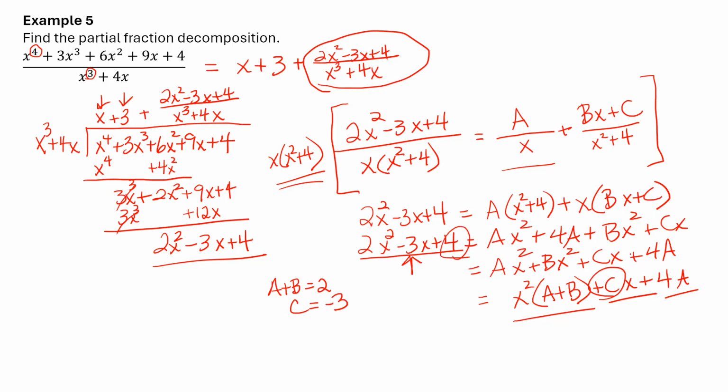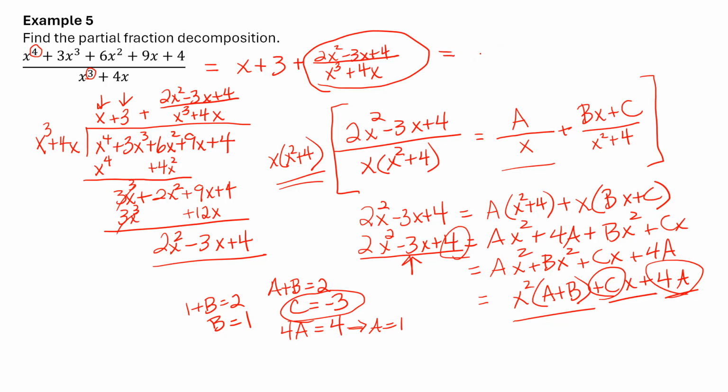And the constant is 4, so 4a must be 4. So a must be 1. We already know c is -3. A plus b is 2, so 1 plus b is 2, so b is 1. So I've got my a, I've got my b, I've got my c, and so now I can go ahead and write this partial fraction decomposition.